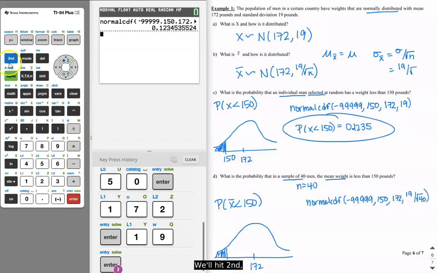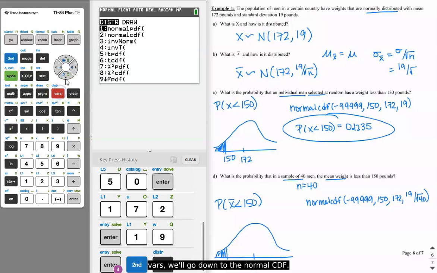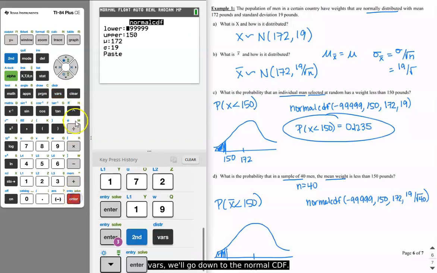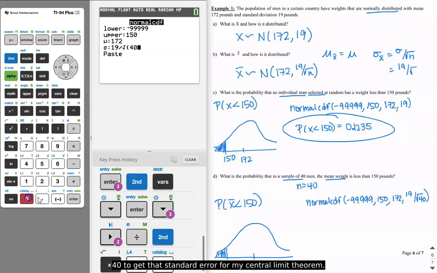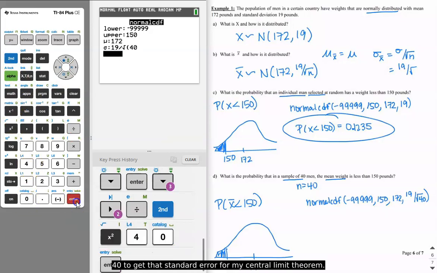Okay, so we'll hit second vars. We'll go down to the normal CDF. Most of these are going to stay the same, but for my standard deviation, we then need to divide it by the square root of 40 to get that standard error for my central limit theorem.